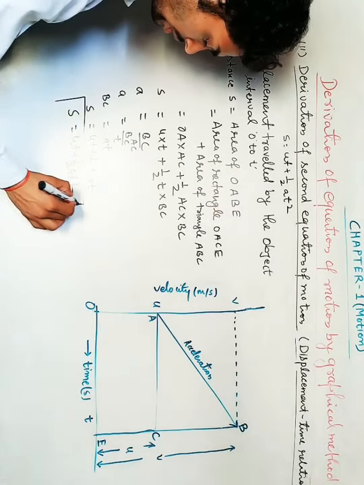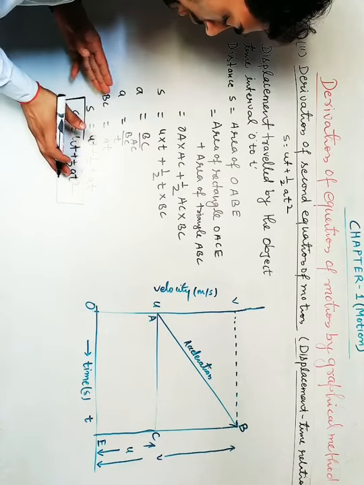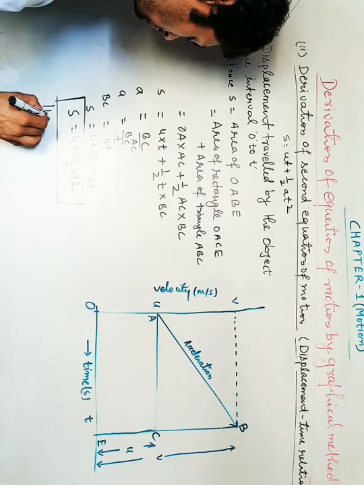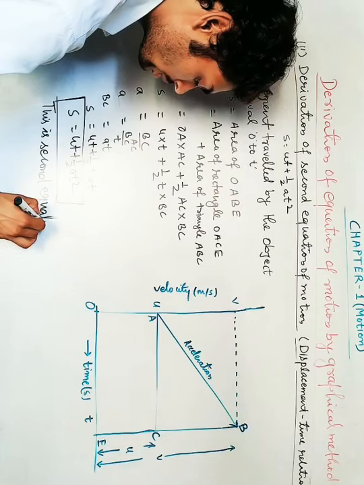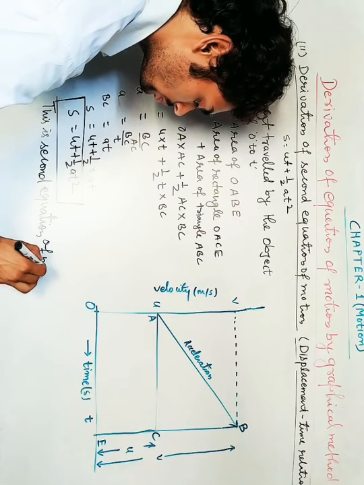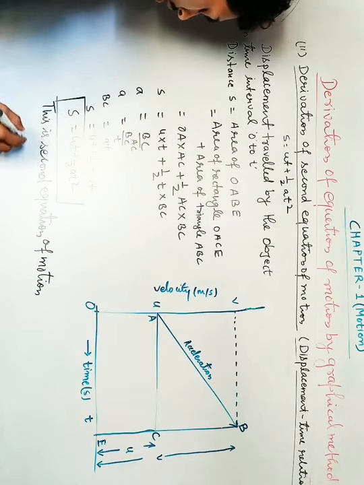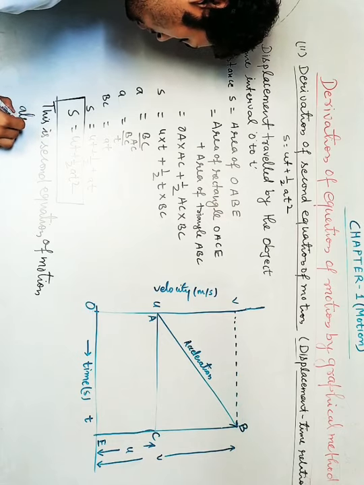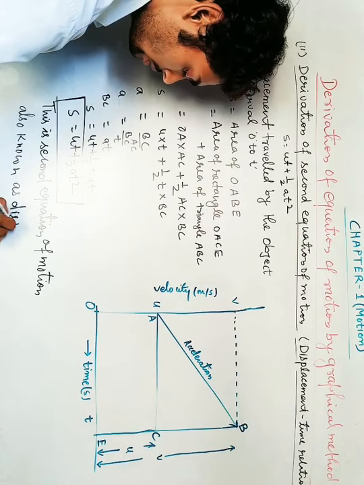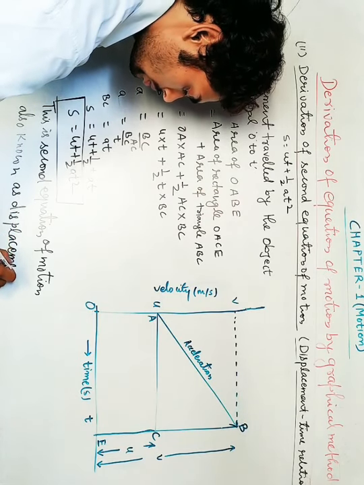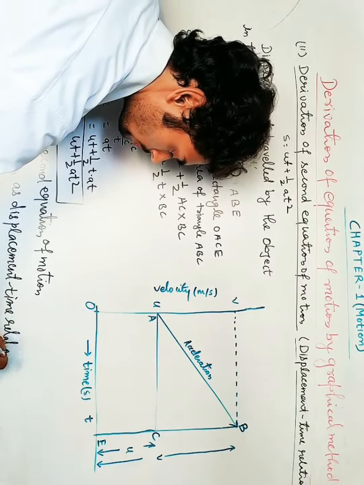So in this way, this is the derivation of the second equation of motion, and this is the second equation of motion, which is also known as the displacement time relation.